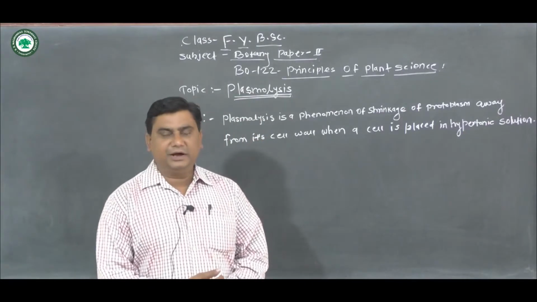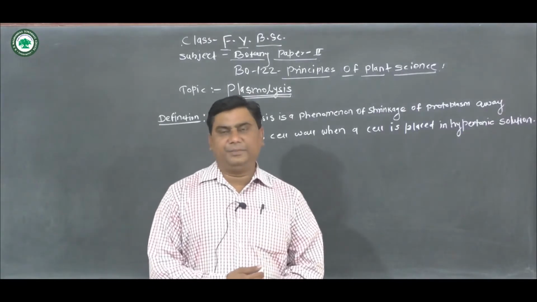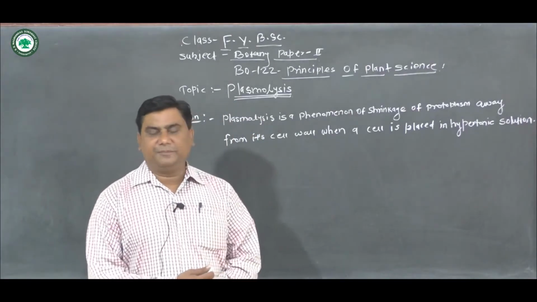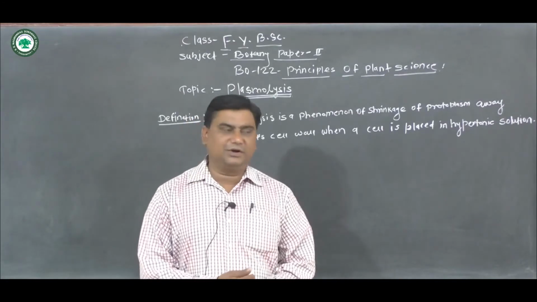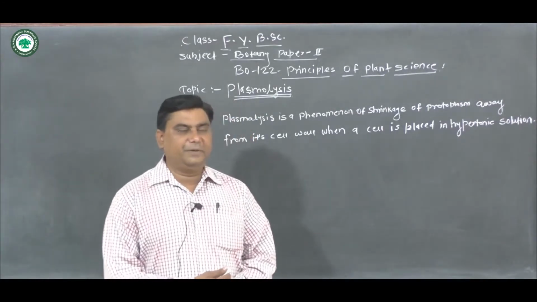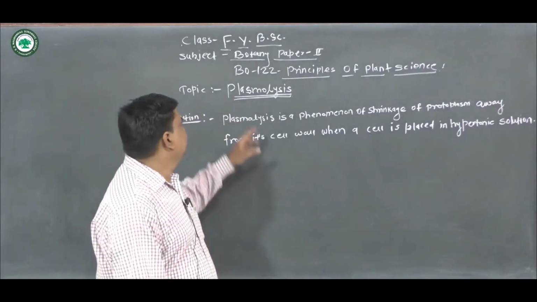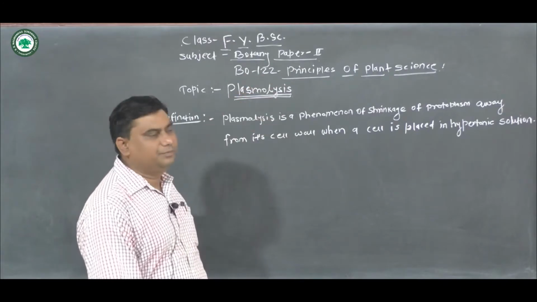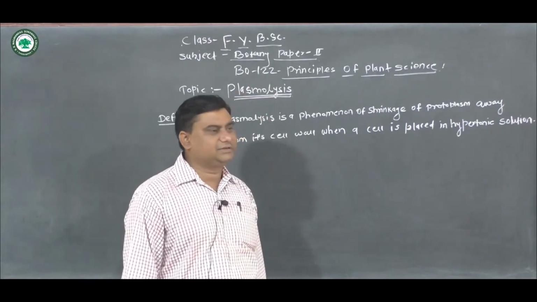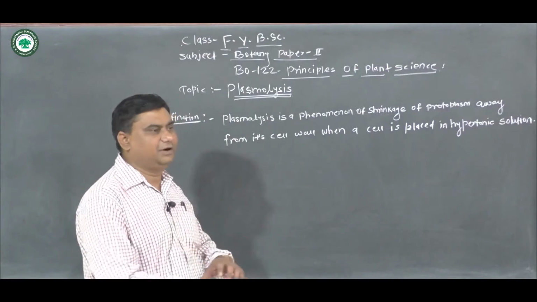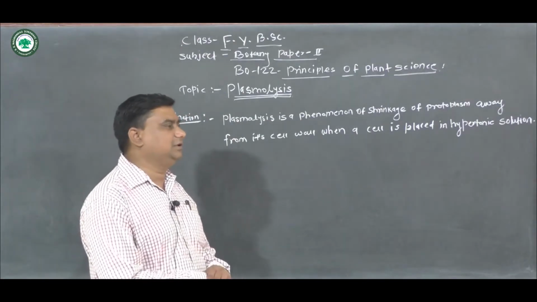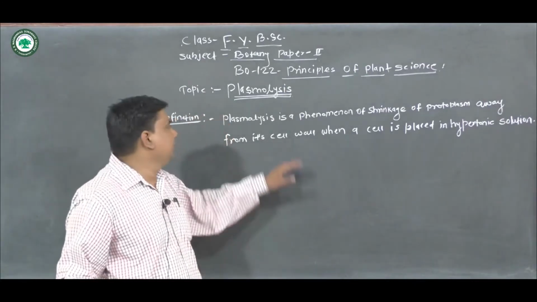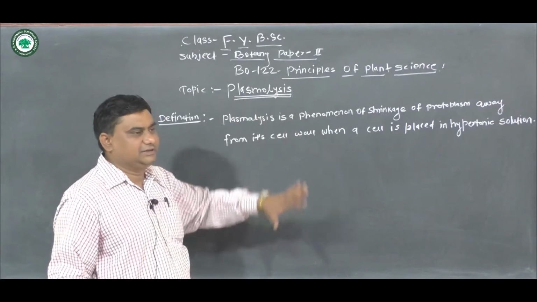Friends, today I am going to deal with the topic that is plasmolysis. Basically, the topic is from plant physiology. There is a paper in first year BSc Botany, paper second, BO 122, Principles of Plant Science. In that, credit first, plant physiology and cell biology. From this topic, today we are going to see plasmolysis.